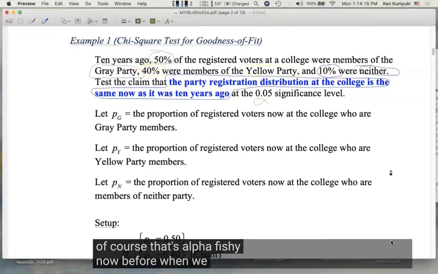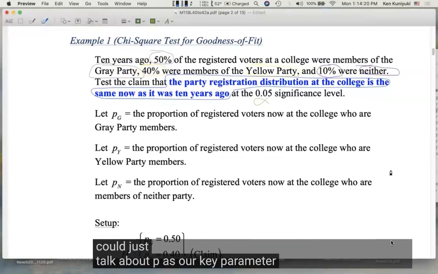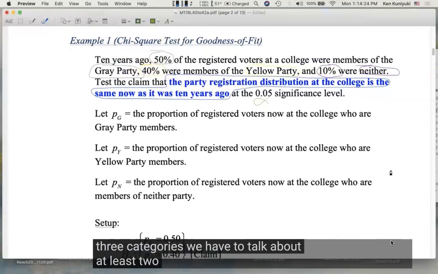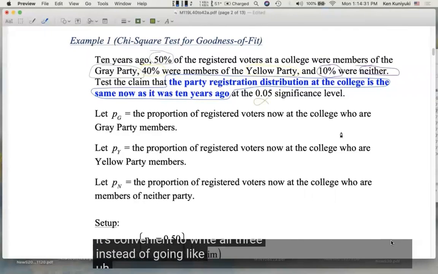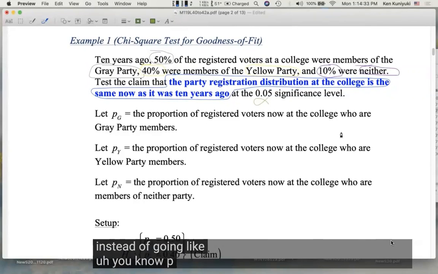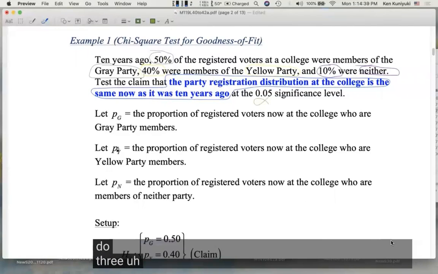Now before, when we had a test for P, we could just talk about P as our key parameter. But now that we have 3 categories, we have to talk about at least 2, and we should write all 3. It's convenient to write all 3. Instead of going like P, Q, and 1 minus P minus Q, let's do 3 good notations here.